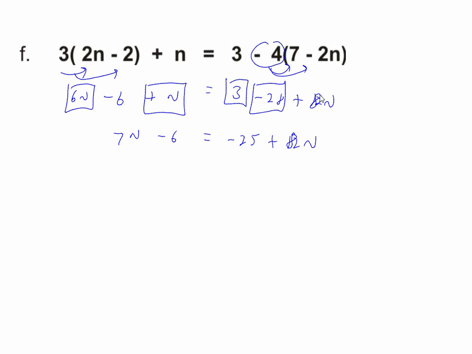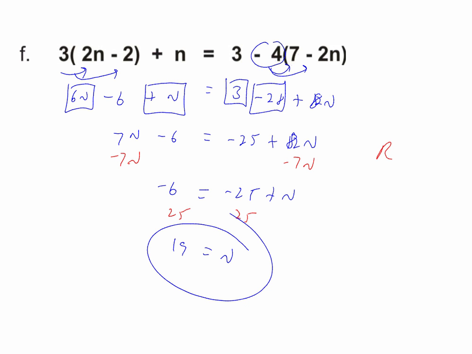All right, so at this point, I decided to go right? Add a negative 7n to both sides. And now I have negative 6 equals negative 25 plus n. Sweet. Now to finish, I'll just move the negative 25. And I'll get 19 equals n. And that is the solution. How many got that correct? All right, great job.